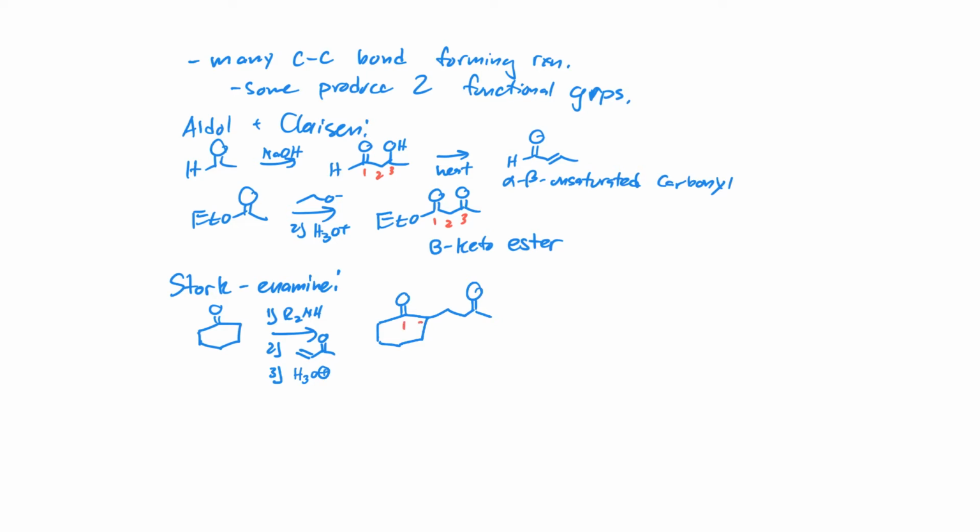Let's look at the functional groups. So we have a 1,5 dicarbonyl species. That is a good indication that we have used a Stork-enamine synthesis to produce that 1,5 dicarbonyl species. So if it's a 1:3 relationship in the functional groups, probably an aldol or a Claisen. 1,5 dicarbonyl species, most likely we used a Stork-enamine synthesis to make that compound. Let's look at a couple examples.